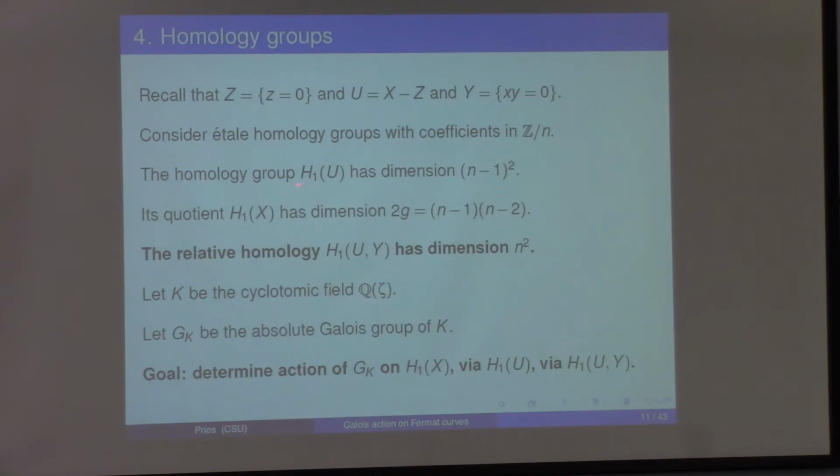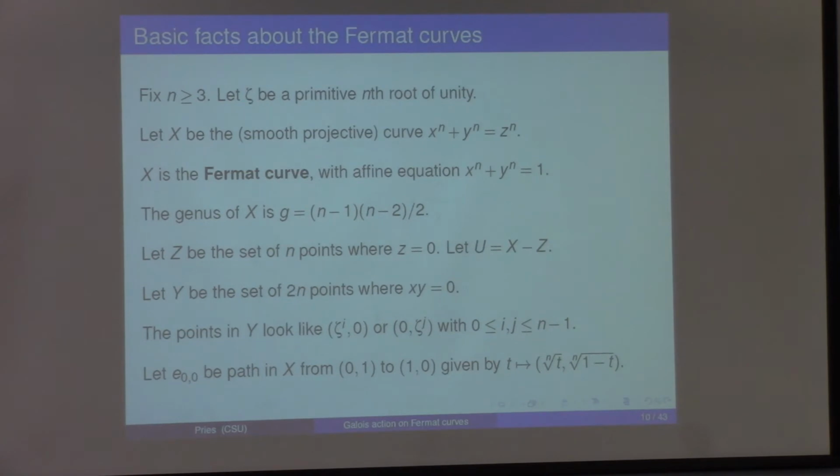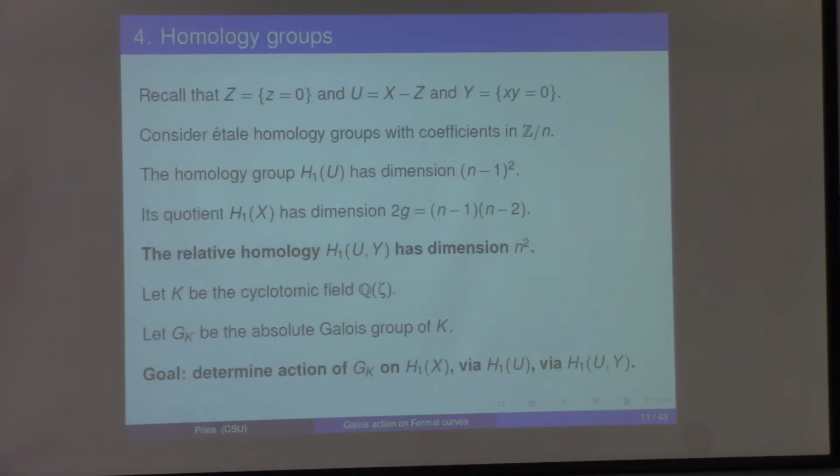But one trouble with both of these dimensions is that they're kind of awkward in terms of n. They're not a clean formula in terms of n. And why would you want a nice formula in terms of n? Well, this curve has an action of some automorphisms. You can act on this curve by taking x to an nth root of unity times x, or taking y to an nth root of unity times y. So there are n squared automorphisms of this curve, and those automorphisms fix this affine curve. They fix the set of points Z where z equals 0. They fix the set of points Y where xy equals 0. So we have some really nice geometric automorphisms, and there are n squared of them. But these dimensions are not a nice formula in terms of n.